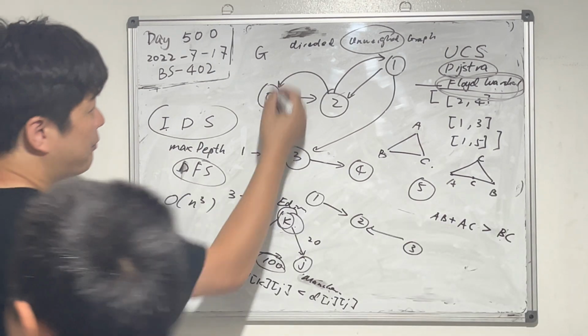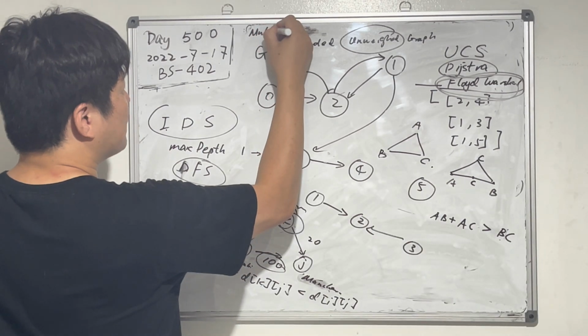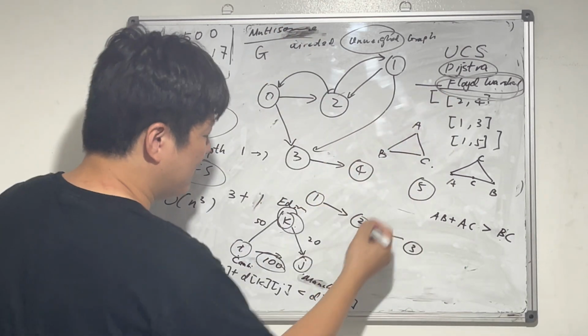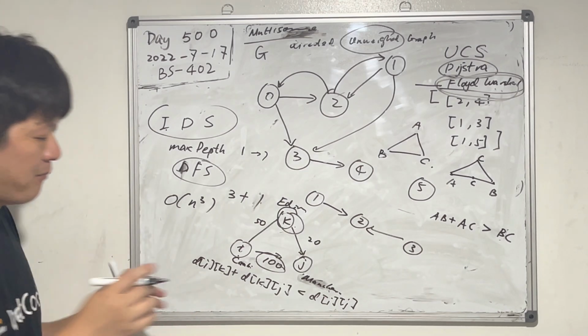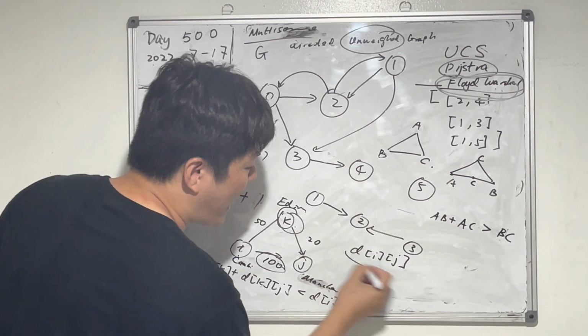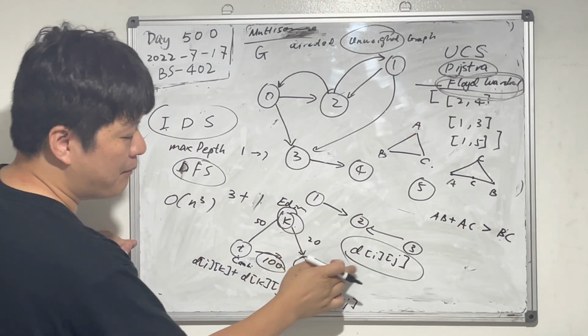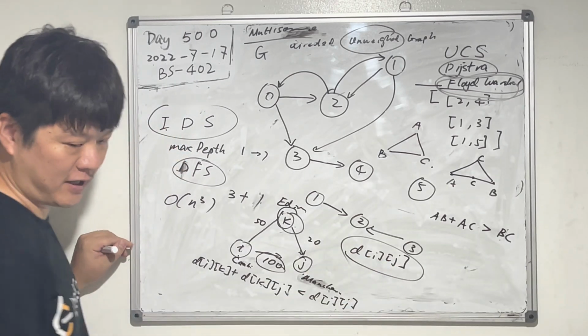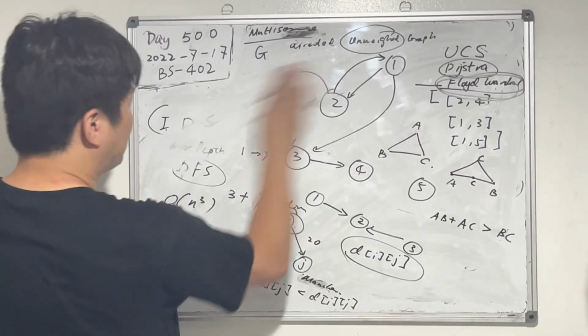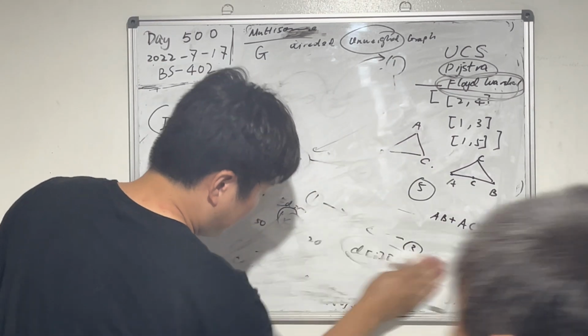What's multi-source? Multi-source means that if we perform this algorithm, we can find any pair's distance, d[i][j], the shortest path between vertex i and vertex j. We talked about this and implemented it yesterday, so we just need to implement this again.